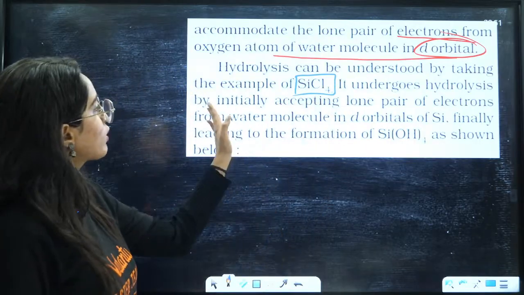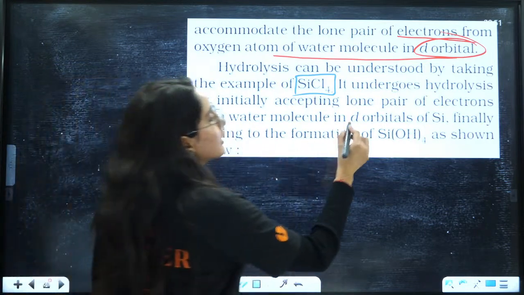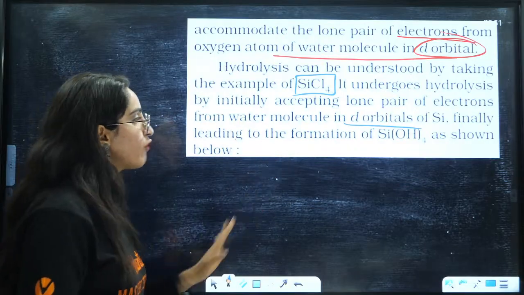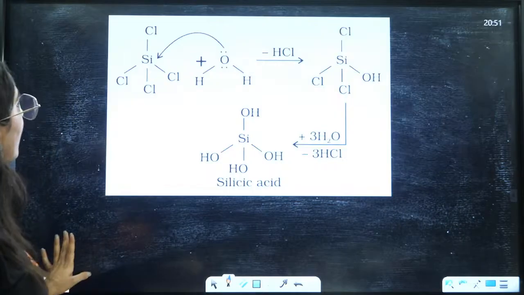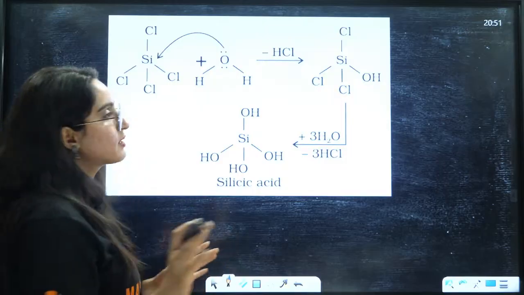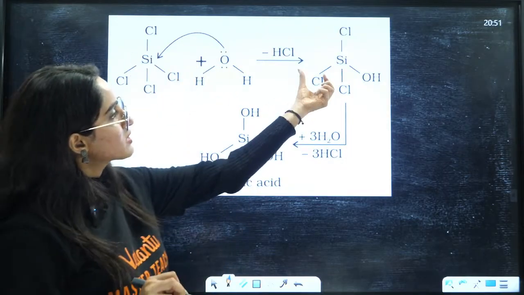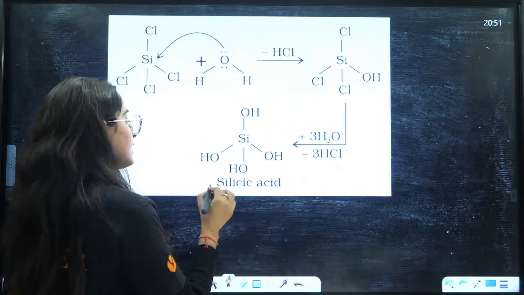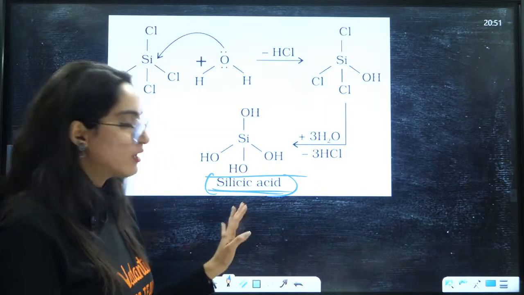It undergoes hydrolysis by initially accepting a lone pair of electrons from water into the d orbital because it has vacant d orbitals, finally leading to the formation of a very important compound, silicic acid, Si(OH)4. So this reaction is important and a very simple reaction. You have a lone pair, this is silicon, it will attack here. First it will replace 1 Cl, then 2 Cl, then 3, then the 4th. Hence you will have the formation of silicic acid. Important thing it is.